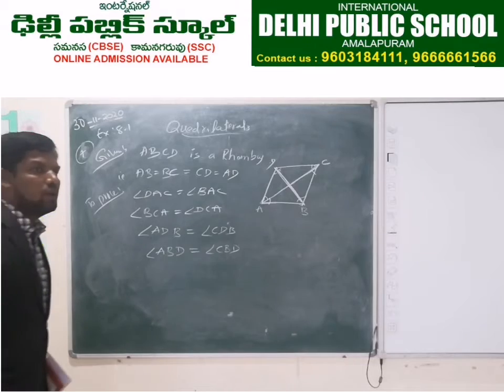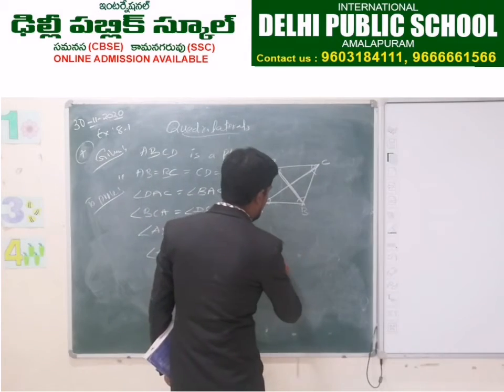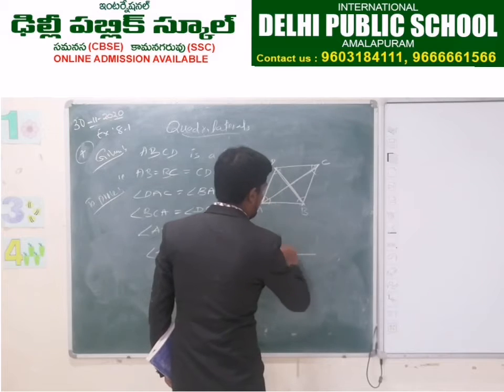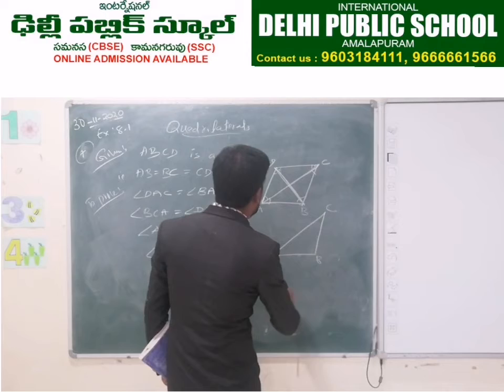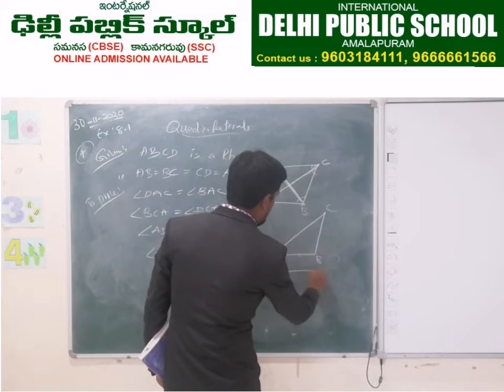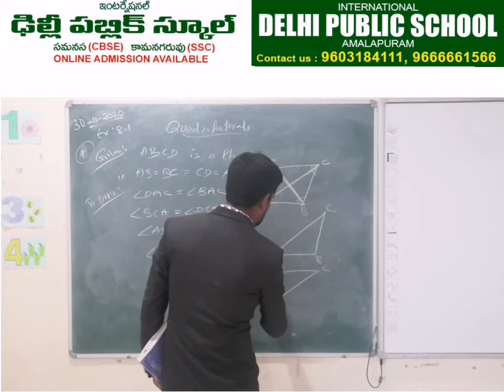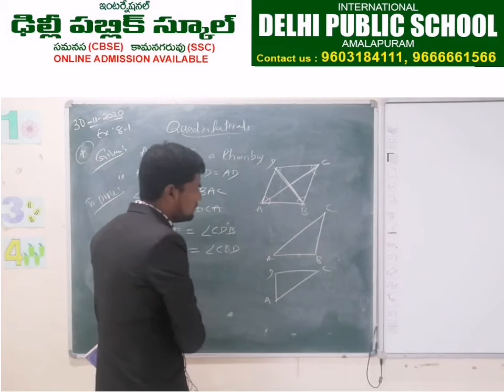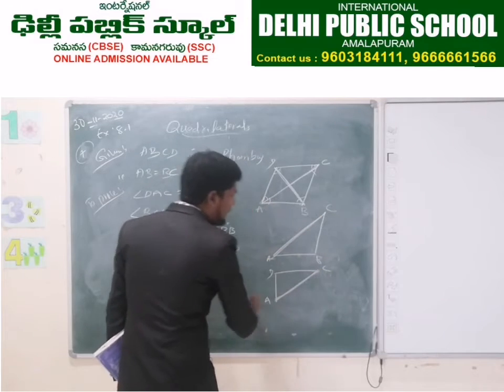Now, what we have to take? These two triangles we have to take. See, I am writing here. Triangle ABC, triangle ADC. Okay, what is the common here? AC is common. Okay, next.